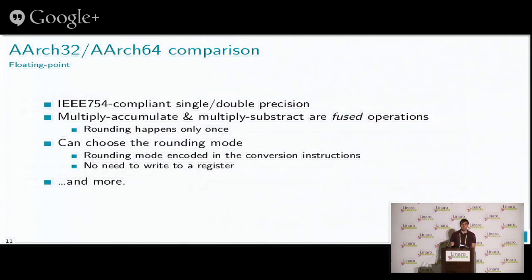Floating point has evolved quite a lot, and in ARMv64 now is IEEE compliant, both single and double precision. So this will help a lot to autovectorize, for example. Multiply-accumulate and multiply-subtract instructions are fused now, which means that rounding only happens once, and you can choose the rounding mode. It's encoded in the conversion instruction, so you don't need to write a separate register. You don't pay the cost, like in ARMv7, of having to write to a control register to change the rounding mode. And many more extensions have been added.